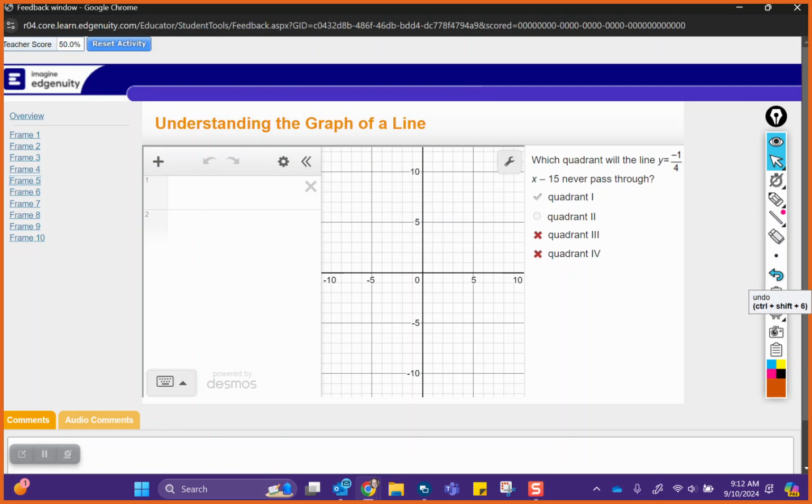Which quadrant will the line y equals negative 1/4 x... oh, that keeps going. Get that x out of there. You want the x not in the denominator. You want the x outside.